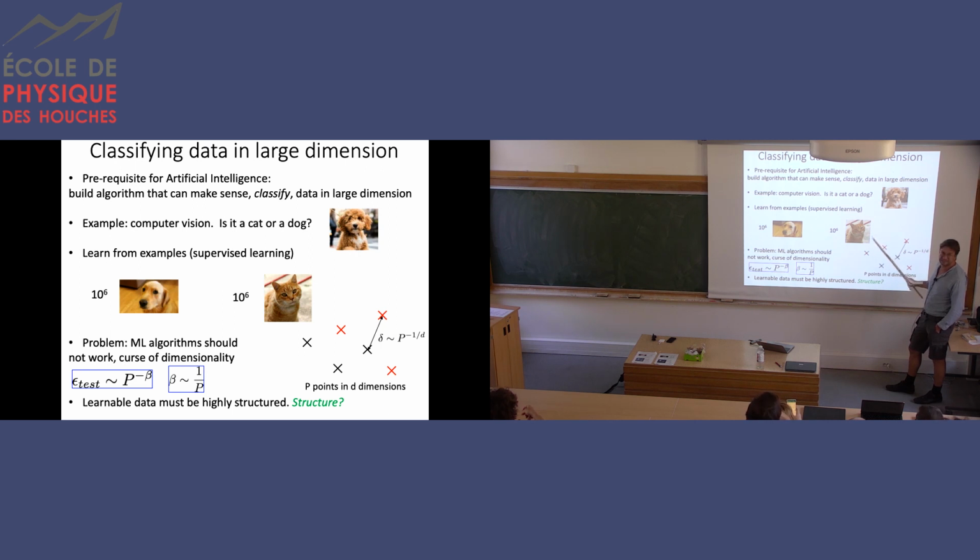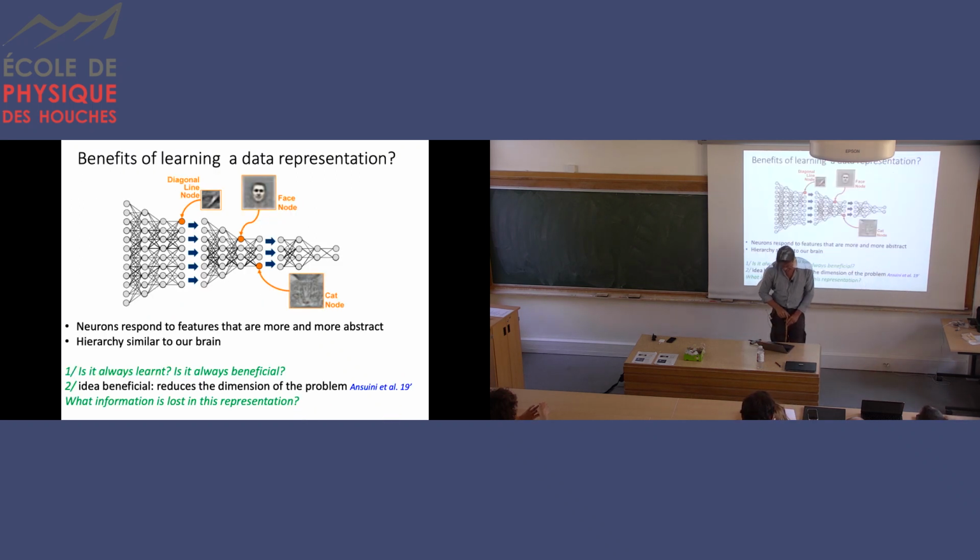So if you can learn data, and we know that those kinds of data are learnable, they must be highly structured. And there is still no agreement on what exactly this structure is. That's true for any machine learning scheme. If you think about deep learning, there is this intuition that this method is very powerful because it builds an interesting representation of the data.